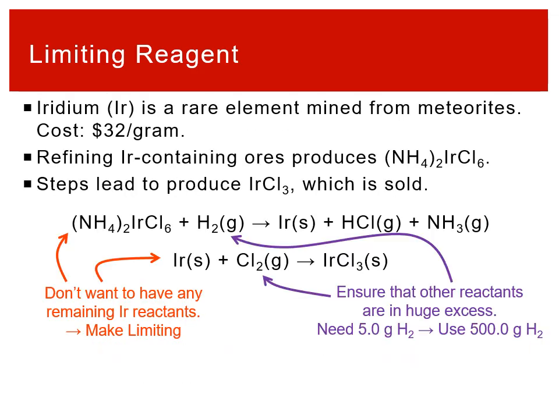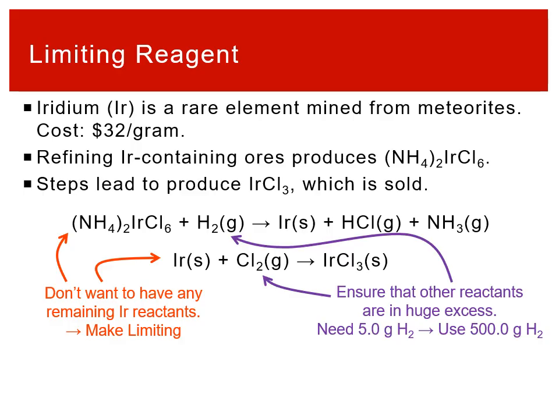You can look at a similar example. Iridium, Ir, is an element that on Earth, the only place to find it is in meteorites. So if you want to dig it out of the ground, you have to go to a crater, find the meteorite at the bottom, and you get it out. So it costs $32 a gram, right? Remember, grams are pretty small, so this is expensive stuff.